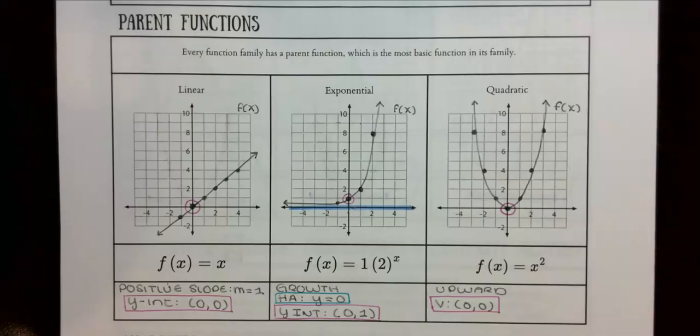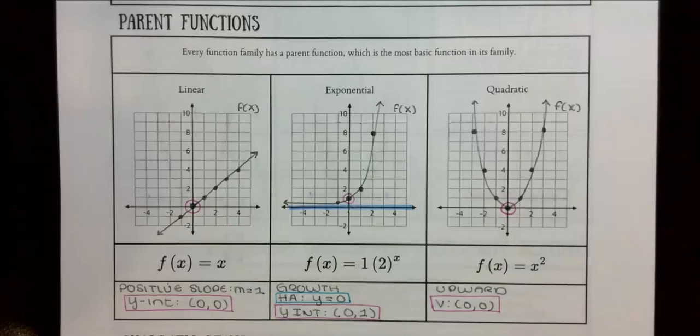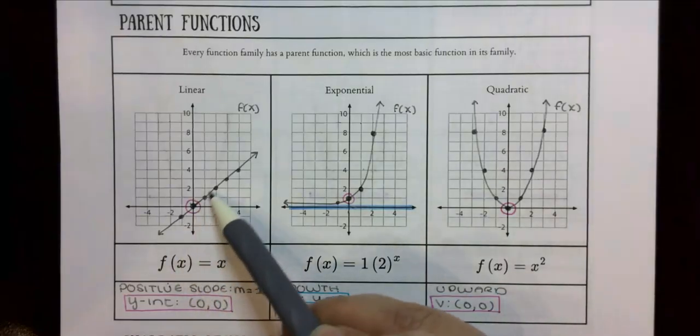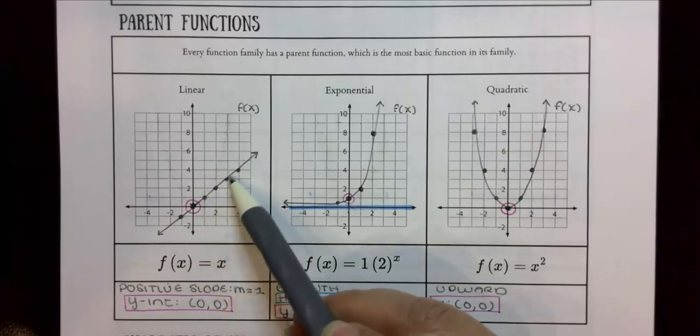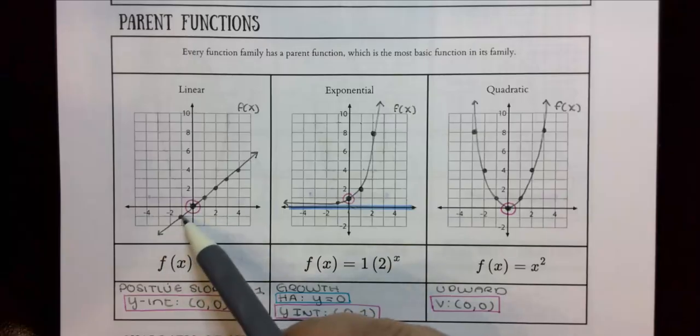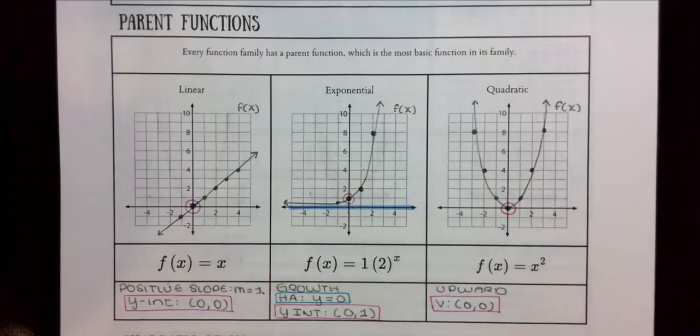Each function family has a parent function, which is considered the most basic function in its family. So it's going to be the equation before we add any extra numbers. And if you look at the linear function, the parent function equation is just x. So by graphing just x, we have this line that starts at 1, 1, 2, 2, 3, 3, 4, 4, and it goes in the opposite direction as negative 1, negative 1.